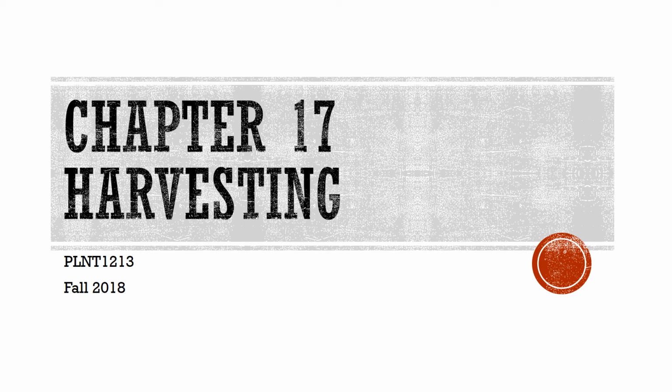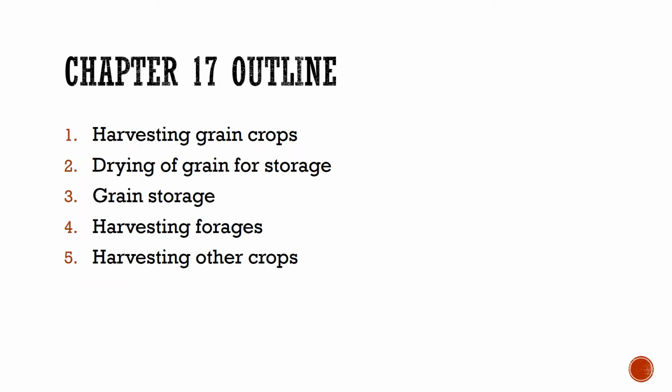Welcome to Chapter 17. This chapter we're going to look at harvesting. So 5 major aspects of harvesting that we're going to look at is drying of the crop, how we store it, so whether that's in a grain bin or whether that's with a co-op, however we're going to store it. We'll look at a lot of those different strategies and aspects.